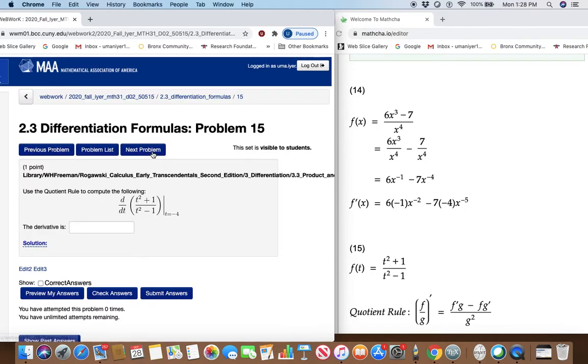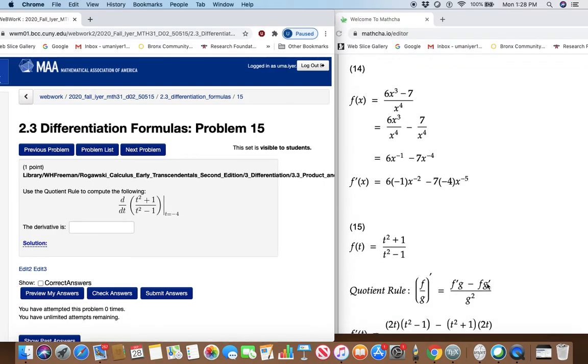Next problem. Now, this is Leibniz's rule, derivative of this expression evaluated when t is negative 4. That's what this means. So first you want to find the derivative of this. So that's my function. Notice the independent variable t. So my function is a function of t. This is my expression defining my function.